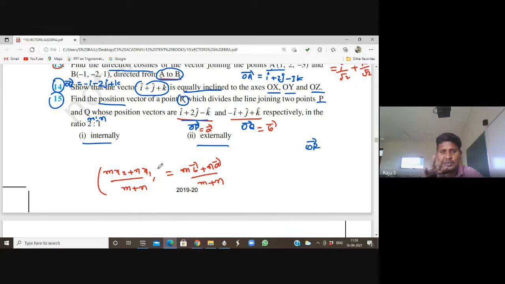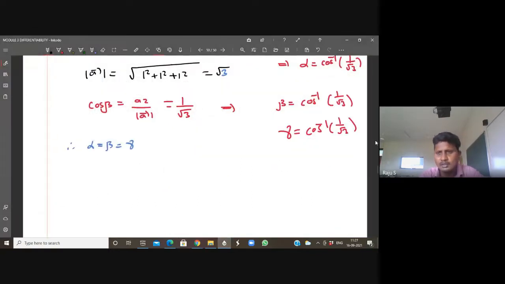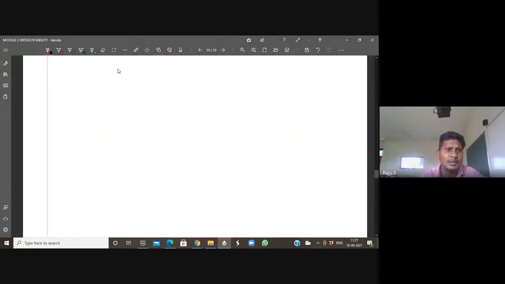We are taking it two ways, but in vectors it's not like that. Simply (m b vector + n a vector)/(m + n). This is internally. Coming to externally, (m b vector - n a vector)/(m - n). These are the formulas. That's it, simple. Okay, to remember, I'll do one problem, and you can do the remaining.